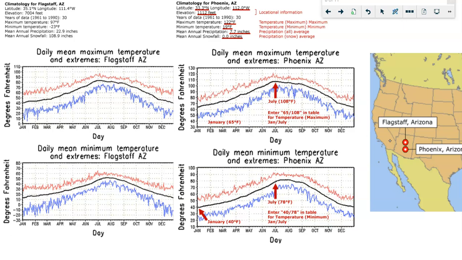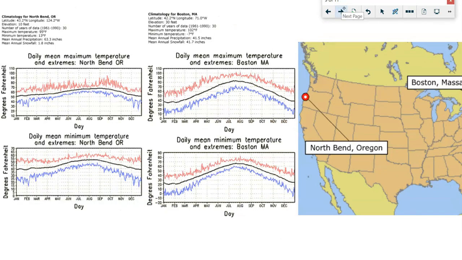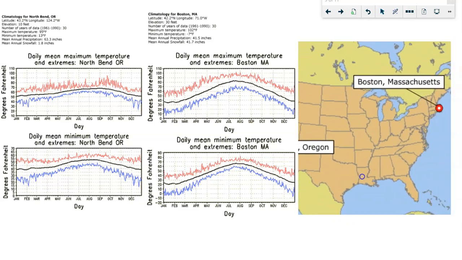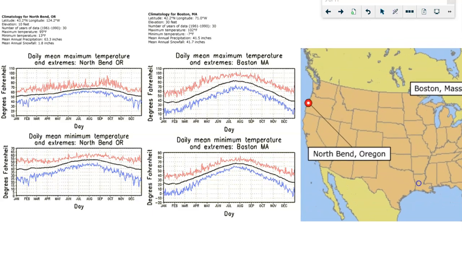So again, we're comparing these cities' climates and we're trying to figure out why, based on these climate control features, why would they be different from each other? Let's look at another one, and there could be others here that you notice. So if I don't mention one, that doesn't mean it's not a factor. So let's now compare North Bend, Oregon and Boston, Massachusetts. Okay, they're across the country from each other.